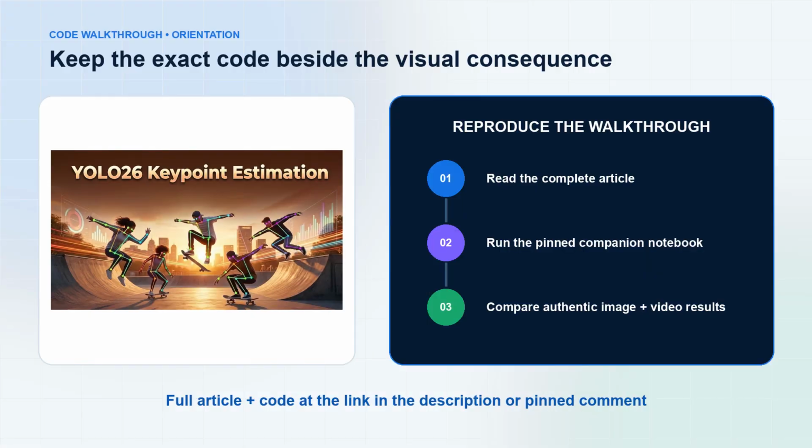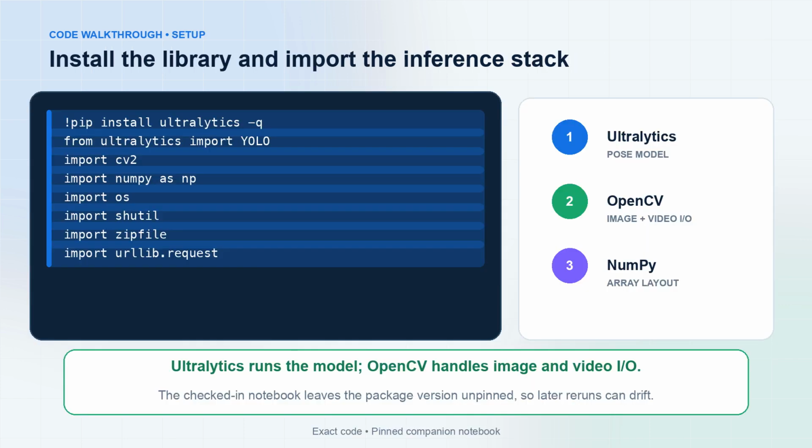All right, let's get our hands dirty. We're going to dive into a genuine, detailed code walkthrough straight from the article and the pinned companion notebook. Step 1 is setting up our environment with pip install ultralytics. Then we import our specific libraries. We're bringing in YOLO from ultralytics, cv2 for OpenCV, NumPy, os, shutil, zipfile, and urllib.request.